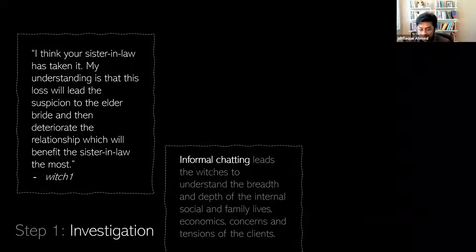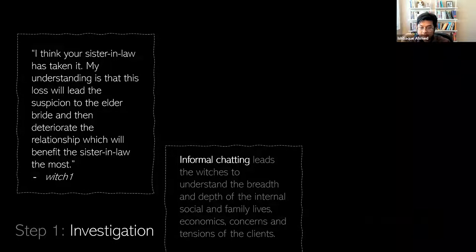As this conversation progressed, the witch suggested activities that would improve the relationship between the two brides. The witch concluded with the message that even if the necklace does not come back to the woman, she will get something much more precious, which is mental peace. As we can see here, the solution to the loss of the necklace was not limited to getting back the necklace, but it addressed the problem of jealousy between the brides.